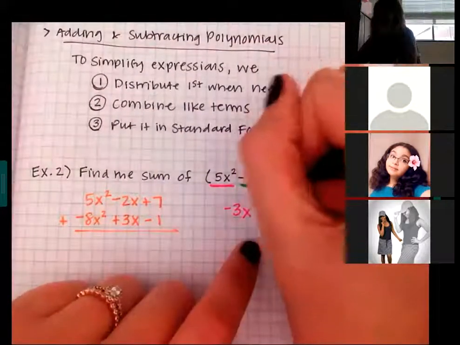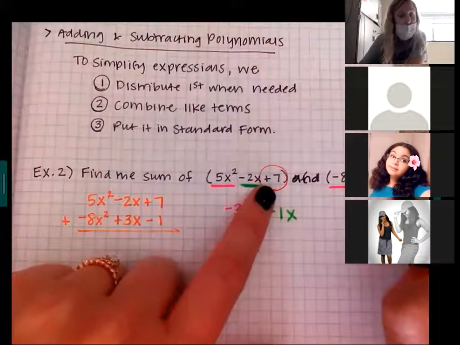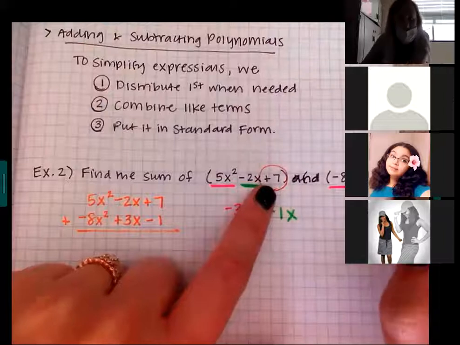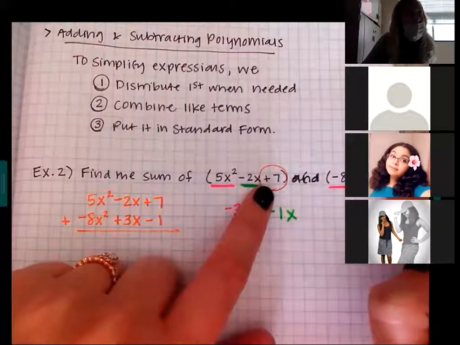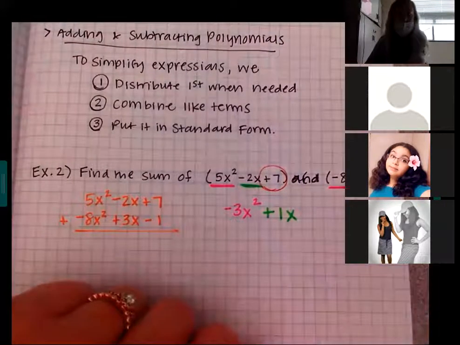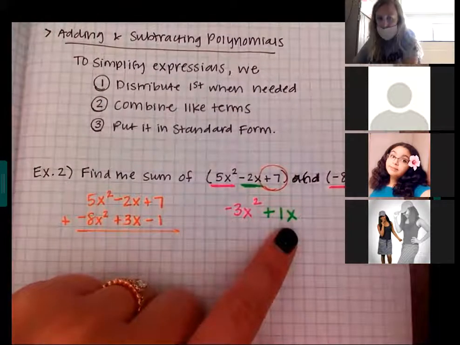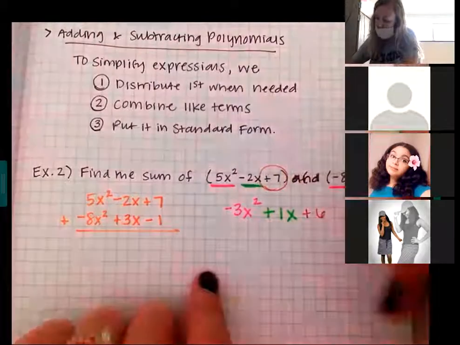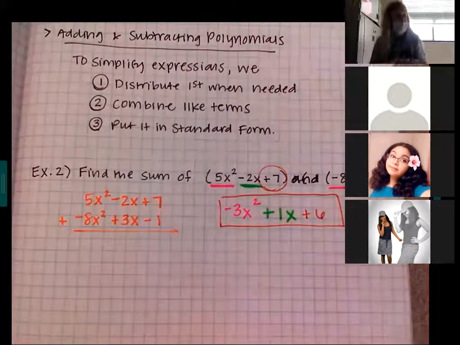So I'm going to keep going. What's 7 take away 1 because these don't have any letters? Hang on. Let me review with them. What's it called when they don't have any letters? It's just a plain number. Look up there. You got it right there. A constant. Good. So 7 take away 1 is? Good. So this is your answer right here. Do y'all see how I did it in order already so that it would be in standard form?